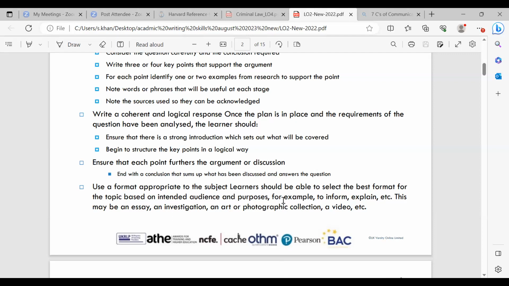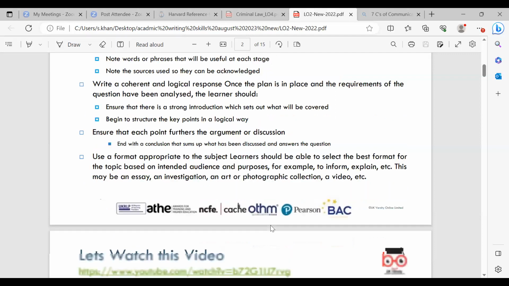So then we use a format appropriate to the subject. Learners should be able to select the best format for the topic based on the intended audience and the purposes, for example, to inform, explain, etc. This may be an essay, an investigation, an art or photographic collection, or a video.